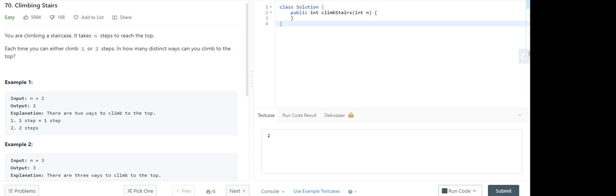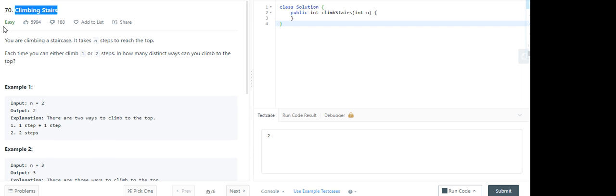Hello everyone, good morning. I'm going to look at problem number 70 in Leetcode. Climbing stairs. As you can see, this is an easy problem. This is a DP problem. So let's look at the description.